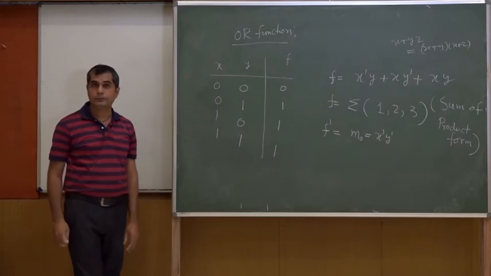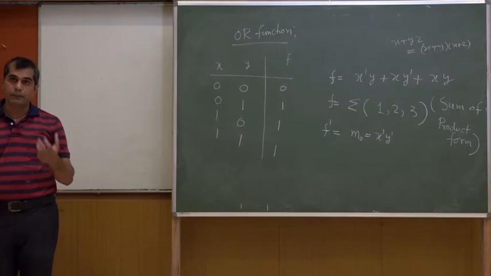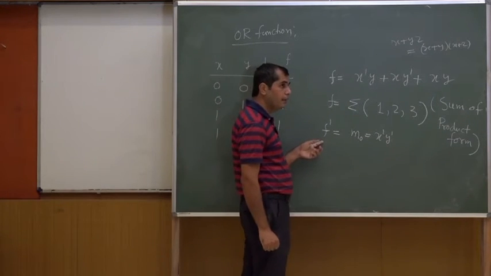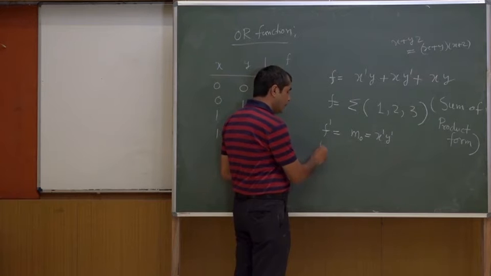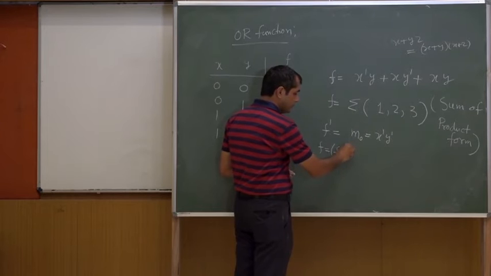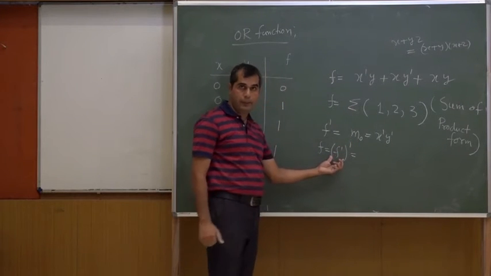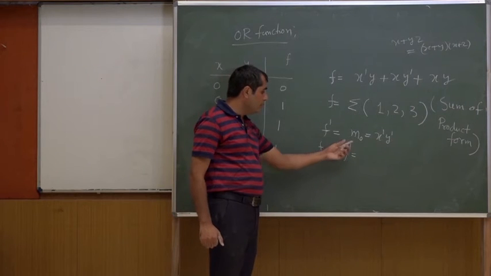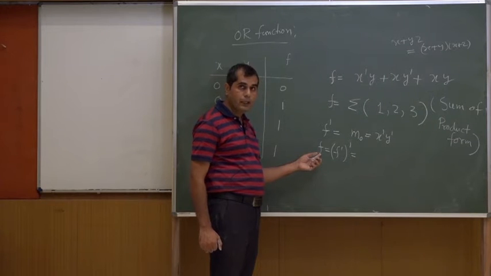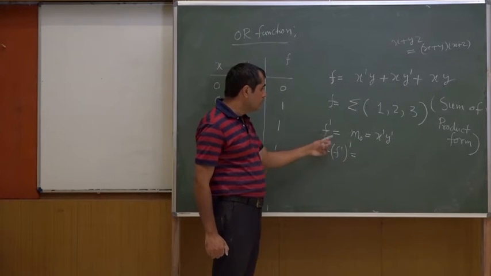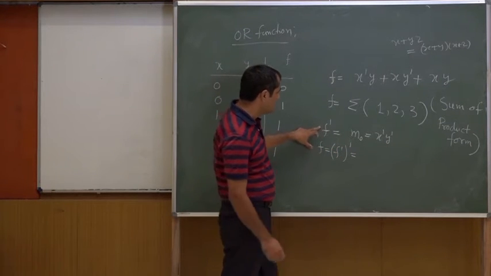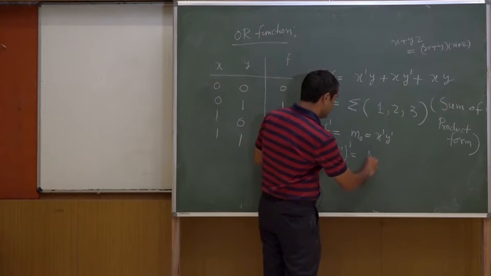And what happens when you take the complement of a function? If you take the complement of this f bar, what will you find? You will find f again. I take the complement of the complement, from the theorems of Boolean algebra. This complement of f dash gives us f. And if I write here, then the complement of this m0 is nothing but capital M0.